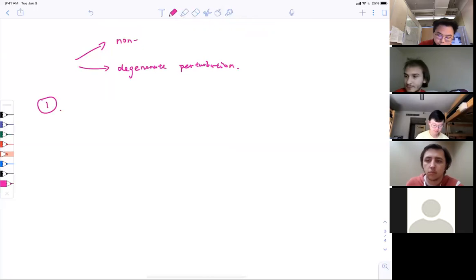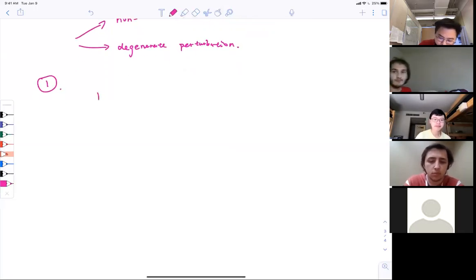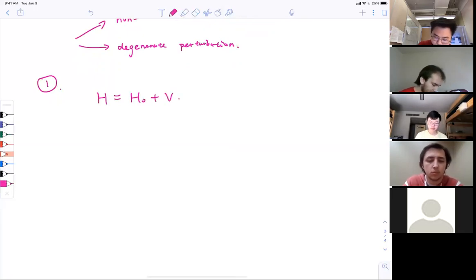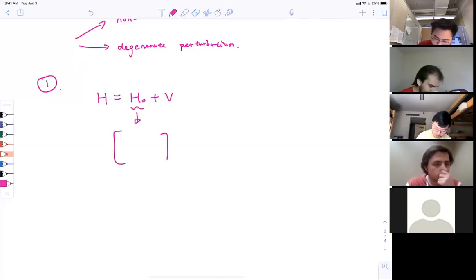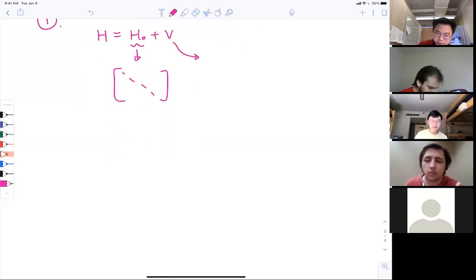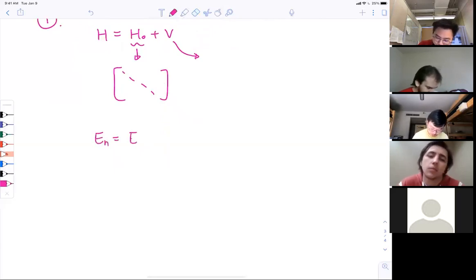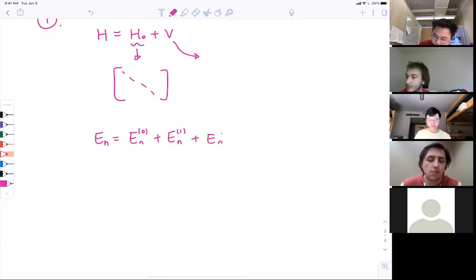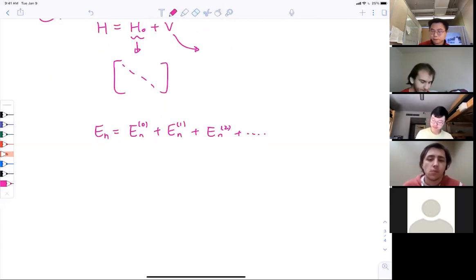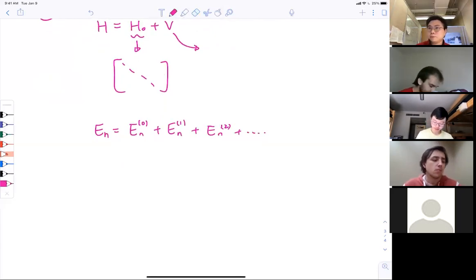Usually what we learned is, given a Hamiltonian, we can separate it into two parts, right? This H0 part is easy to diagonalize, but this other part is difficult to deal with. Then by applying some formulas, we can calculate the energy corrections to whatever order we want. That's usually what we do.